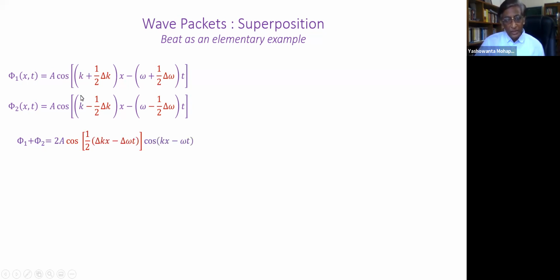Now, if I add them up, then I get phi 1 plus phi 2, a simple trigonometric operation, cos A plus cos B. You can see that I chose half delta k and half delta omega, such that I get my carrier as cos of kx minus omega t, but it is modulated by a slower moving cos function.